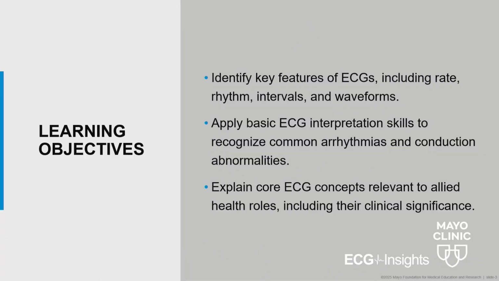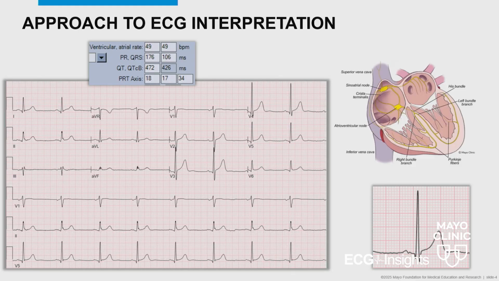So as usual, our learning objectives consist of identifying key features of ECGs, including heart rate, rhythm, intervals, and waveforms. And then also applying basic ECG concepts and sometimes advanced ECG concepts into recognizing common arrhythmias and conduction abnormalities, as well as explaining core concepts as it relates to various allied health roles and their clinical significance. So let's go ahead and dive right in.